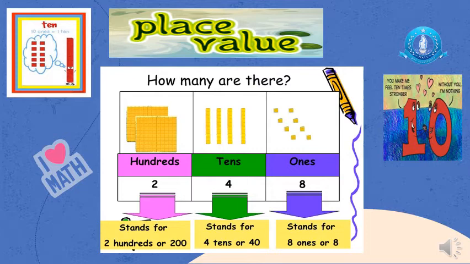Now the thing which is important to tell you here: in tens, how many zeros are coming? 1. In hundreds, how many zeros are coming? 2. In thousand, how many zeros are coming? 3. In 10,000, how many zeros are coming? 4. In 100,000, how many zeros are coming? 5. And in million, how many zeros are coming? 6. This is a very important thing to keep in your mind. Now let's move toward the next slide.